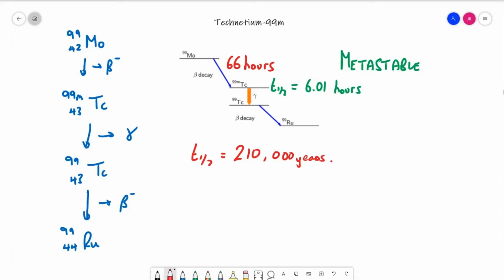However, at 6.1 hours, it does give us enough time to be able to trace it as it goes around the body. If we had a half-life of only a couple of minutes, then that sample would have decayed off too quickly by the time it might reach whichever part of our body we're trying to study blood flow through. So at 6 hours, the half-life of technetium-99m is pretty much perfect for using it as a radioactive tracer.